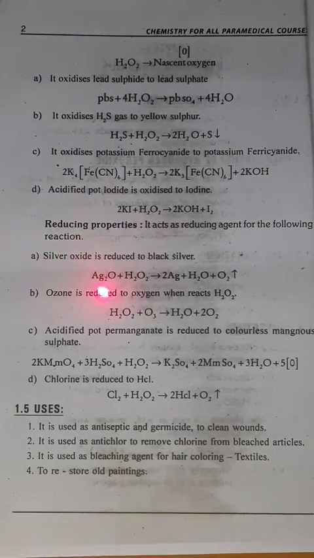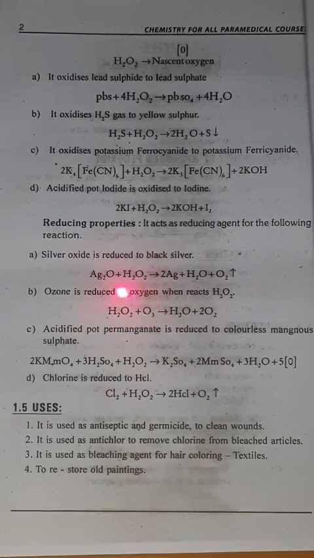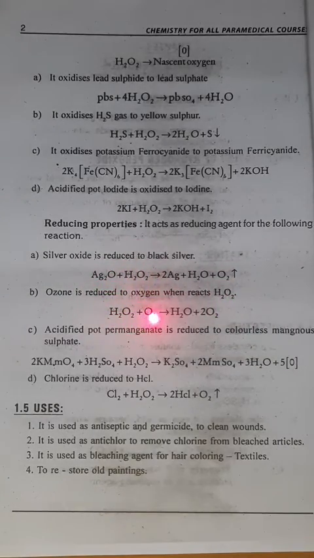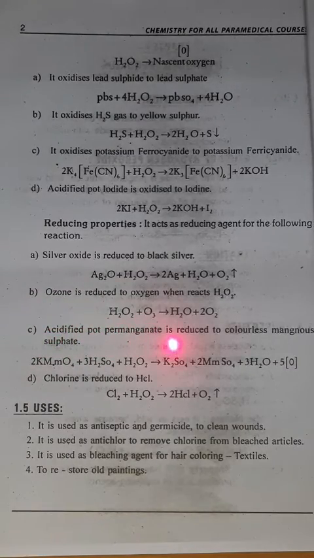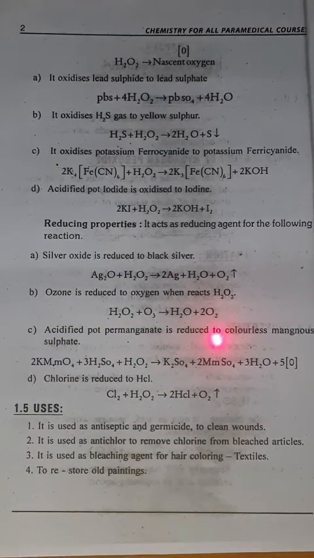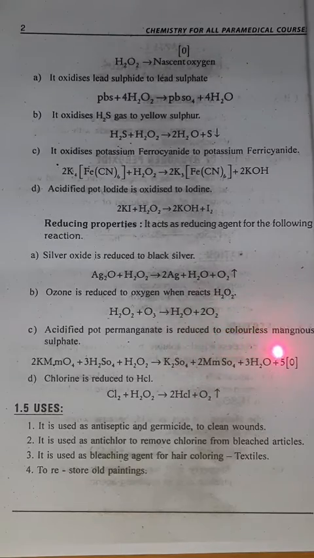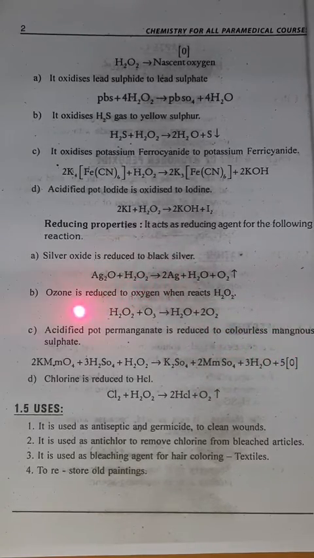The next one, ozone is reduced to oxygen when it reacts with hydrogen peroxide. So here the hydrogen peroxide reacts with O3, that is the ozone molecule, to form water and oxygen. Next we have the acidified potassium permanganate, which is reduced to colorless manganese sulfate.